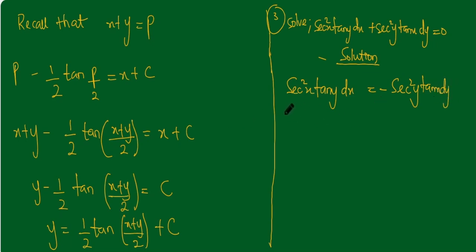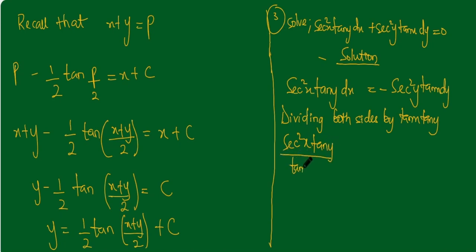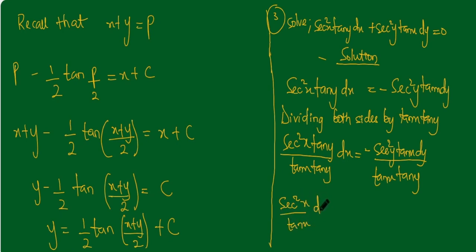So dividing both sides by tan x tan y, we're going to be having sec squared x tan y divided by tan x tan y dx to be equal to minus sec squared y tan x dy divided by tan x tan y. So this simplifies to give us sec squared x divided by tan x dx is equal to minus sec squared y divided by tan y dy. And we've successfully separated the variables.